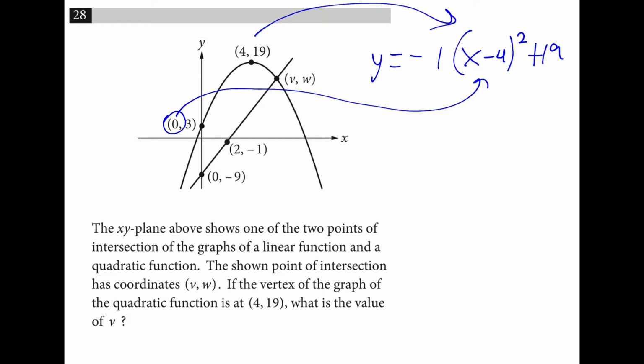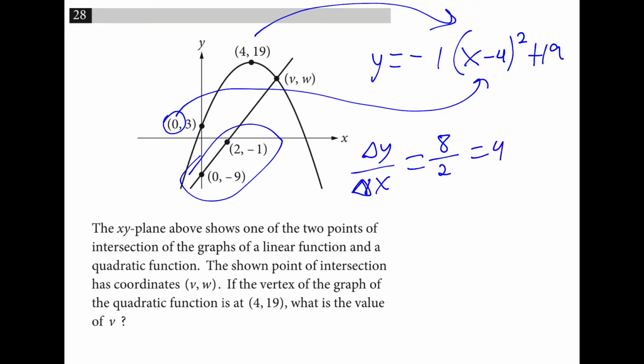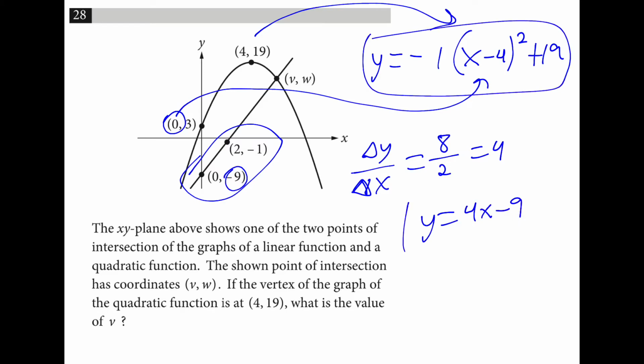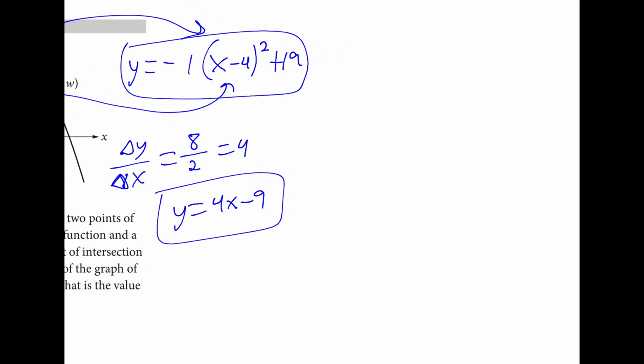Now I need to find the equation for the line. If I look at the change in y over the change in x, I have 8 over 2, or in other words 4. And I have my intercept here is 9. So y is equal to 4x minus 9. And now I have two equations that I can set equal to each other to find out when they cross. That'll be the solution. So I'll start here.